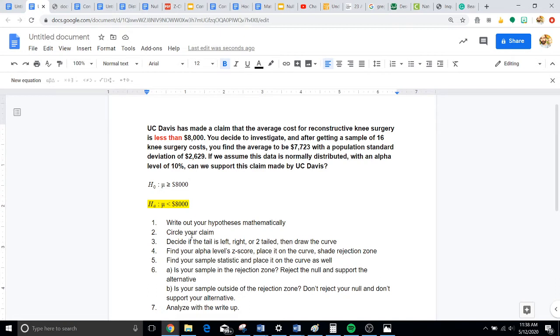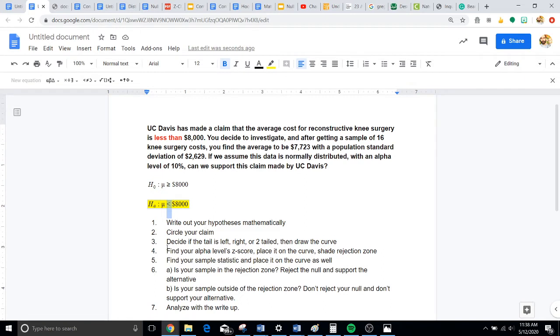Now we need to decide if it is a left-tail, right-tail, or two-tail test, and then we're going to draw it on the curve. We will always look at our alternative to figure out what type of test we are dealing with. In this case, you can see a less than. If you draw a line down the middle of a less than sign, it turns into a left-pointing arrow, because it's a left-tailed test. If it were greater than, it would be a right-tailed test, and if it said does not equal, it would be a two-tailed test. In this case, it is a left-tailed test.